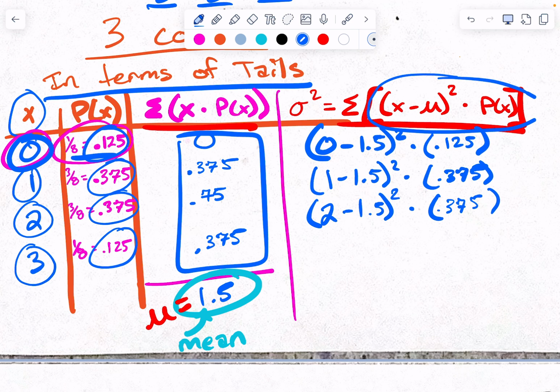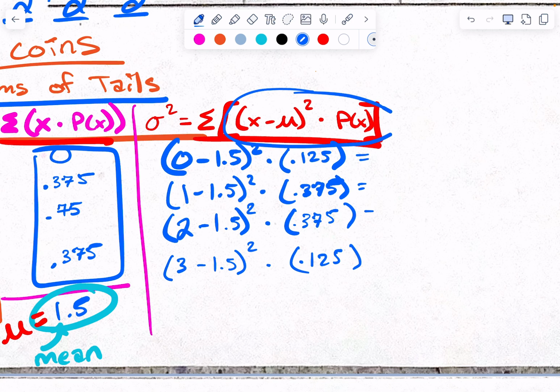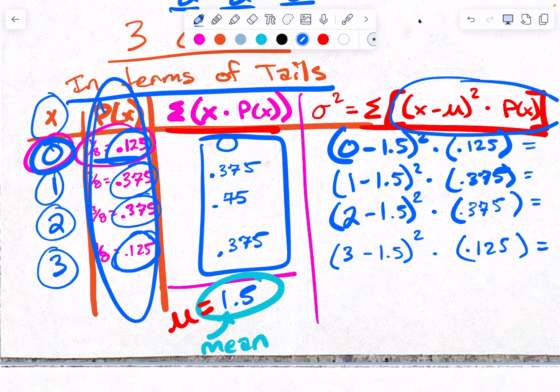Yeah? Okay, last row. What's x? 3 minus 1.5 squared times p of x, 0.125. Yeah? Okay, now we got to do some math. 0.125 is p of x right here. You're going off of this number. That's not the right number. You got to go p of x. P of x is this column.